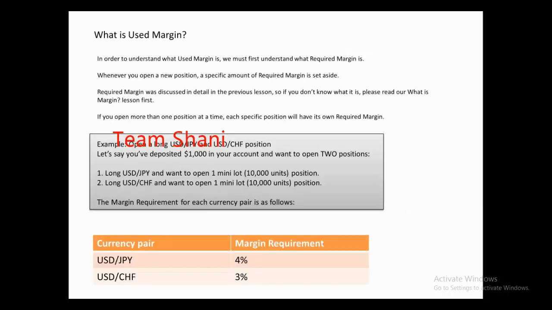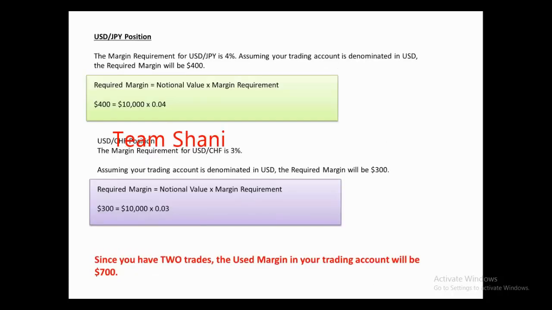Used margin is what applies when you open a trade and you have already bought a position. For example, you have a $1,000 account, and you open two positions, say of 10,000 each. That means whatever margin is required for opening these two trades has already been consumed. Why? Because you opened those two trades. So now it is used margin. The used margin will tell you how much margin is left in your account to open further trades. These are the examples that I have quoted to you.